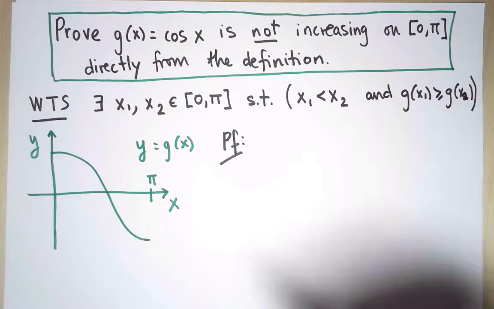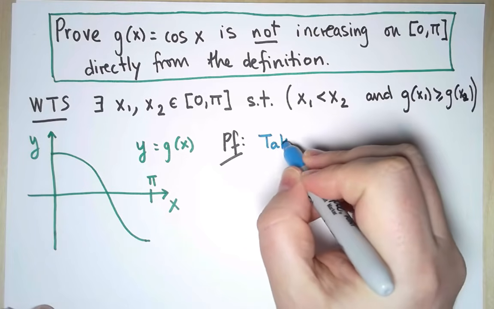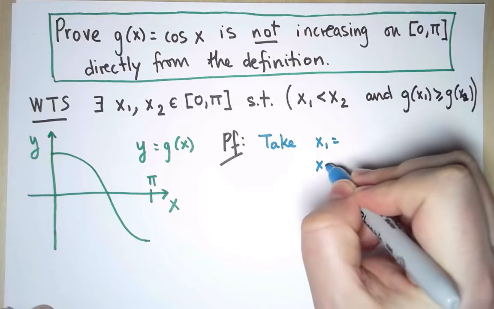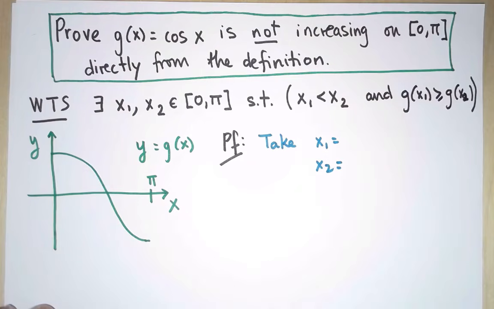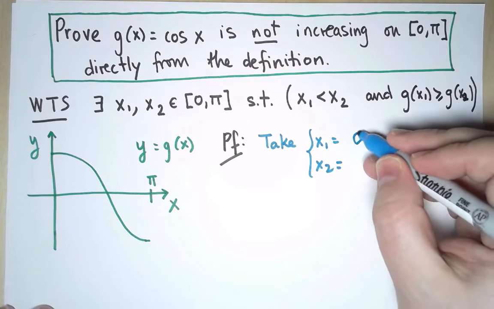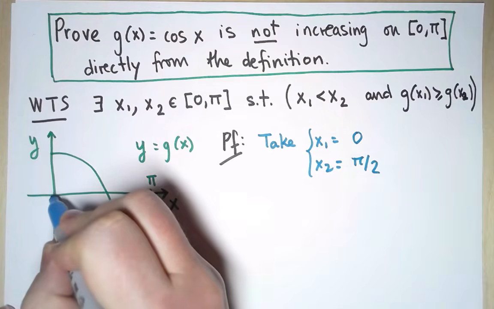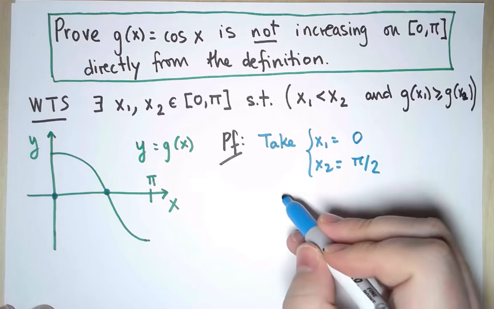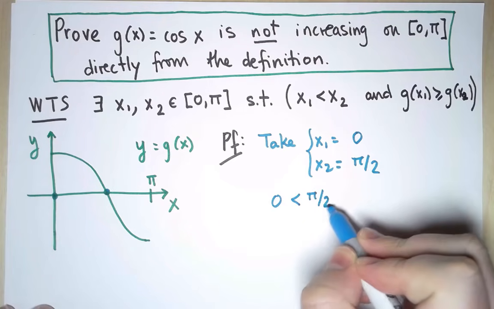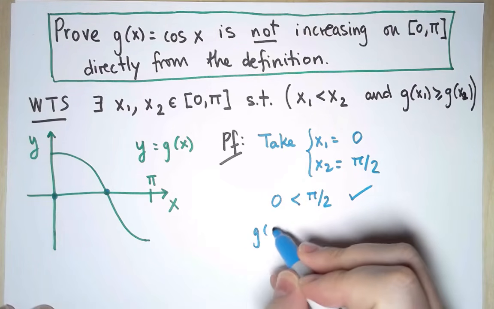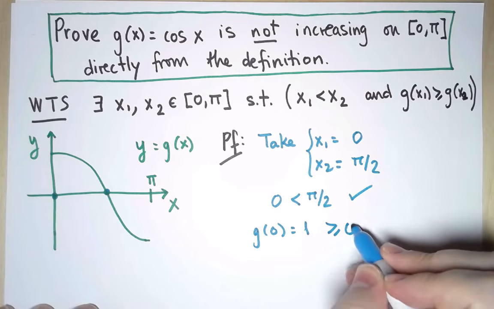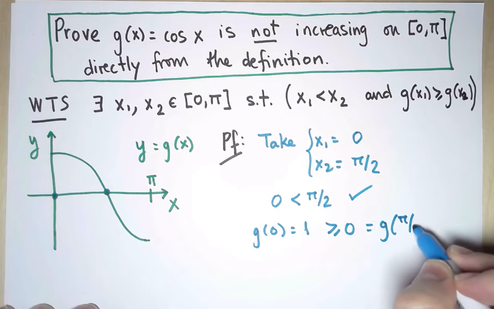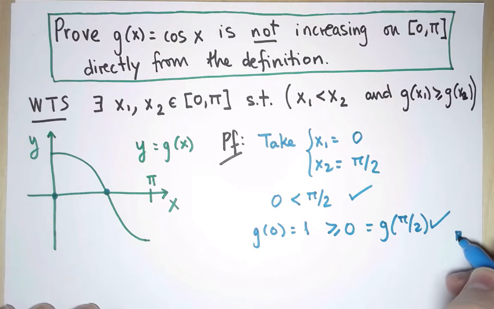The simplest way to do that is to say what the values of x1 and x2 are, and then verify the two inequalities. And there are lots of choices I could take. Pretty much any pair you choose here will work. I'm going to choose 0 and pi over 2, which is here and here. And then I only need to verify that 0 is less than pi over 2. Check. And g of 0 is 1, which is greater or equal than 0, which is g of pi over 2. Check. And that completes the proof.